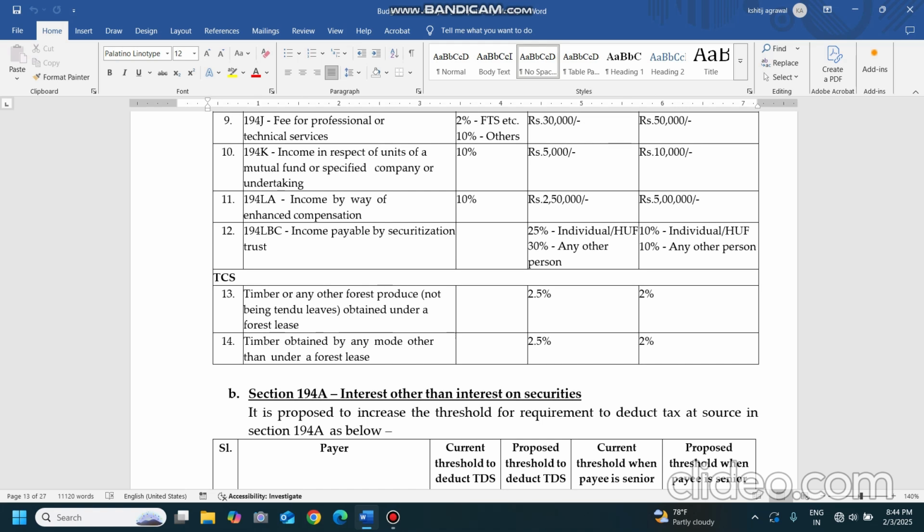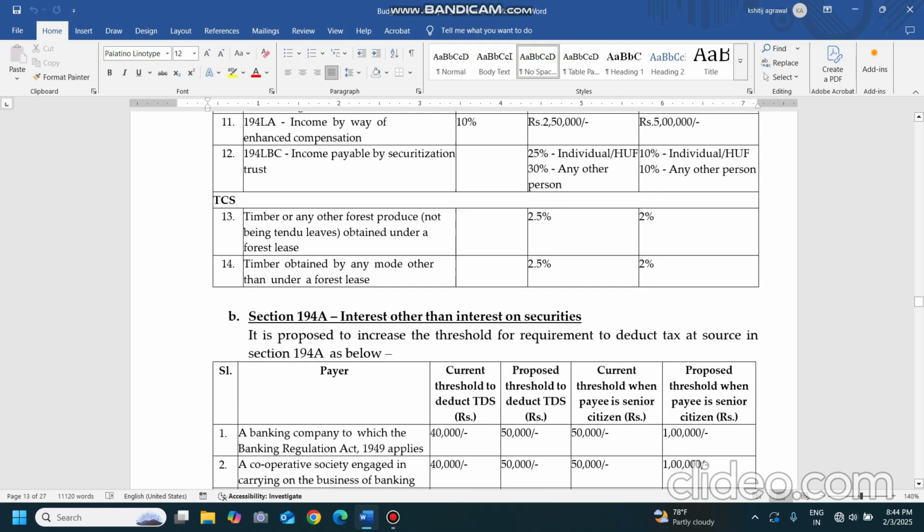Coming to the next section, 194LBC, whatever income is payable by securitization trusts. Earlier, if the payee was an individual or HUF, then it was 25%, and for any other person it was 30%. Now this rate has been cut down significantly, and in all the cases it is 10%. These are the changes made in the TDS.